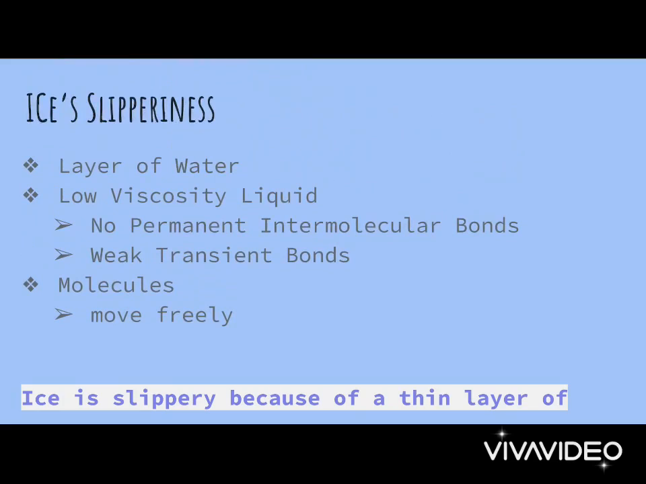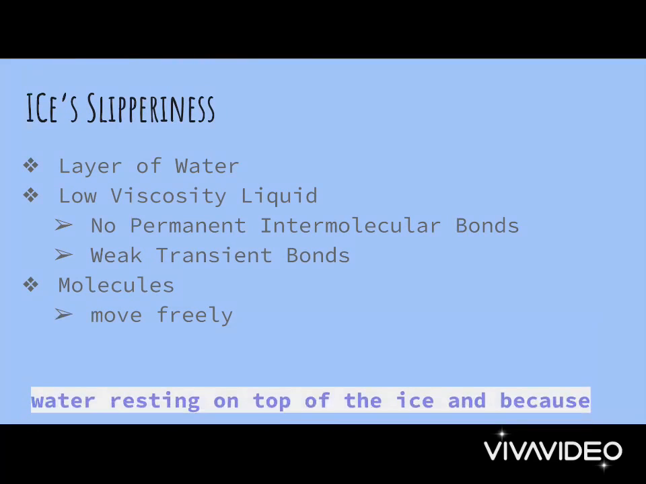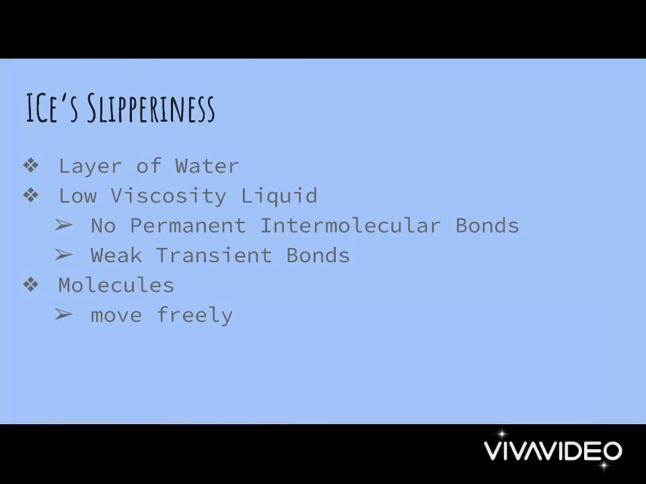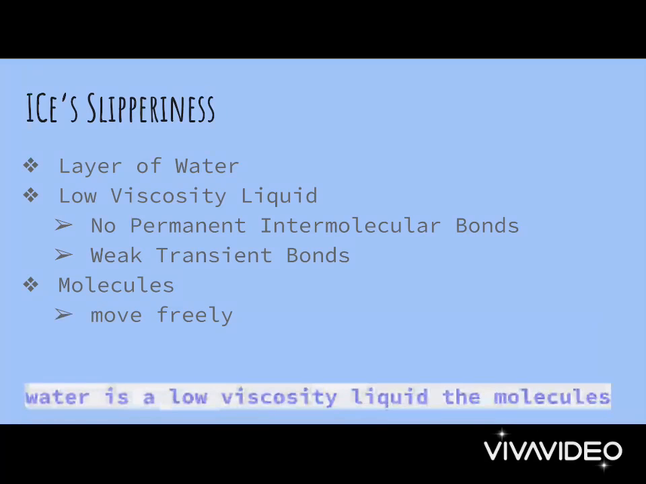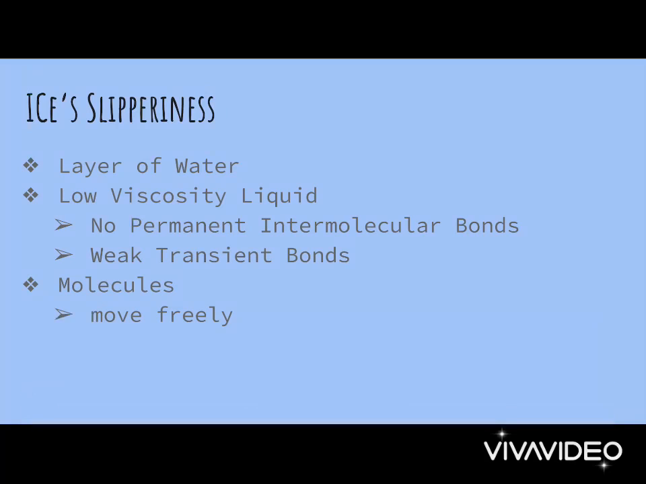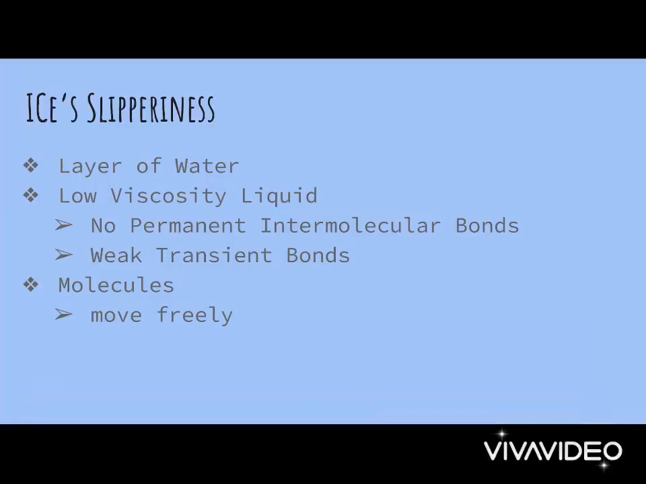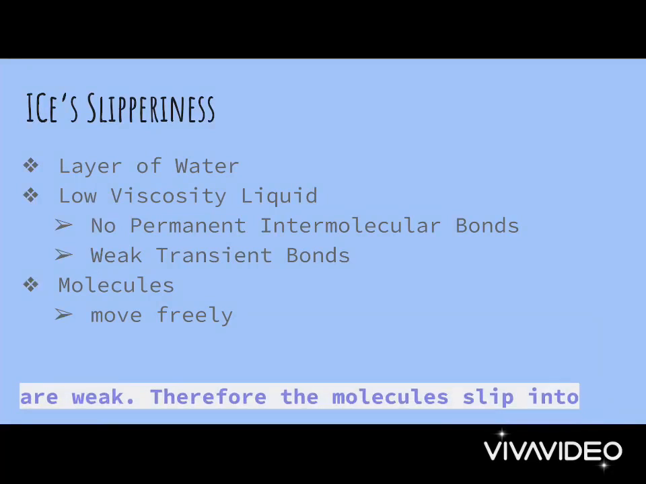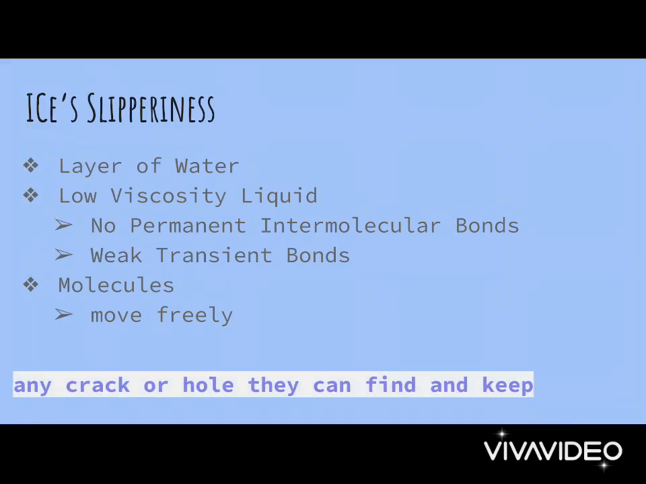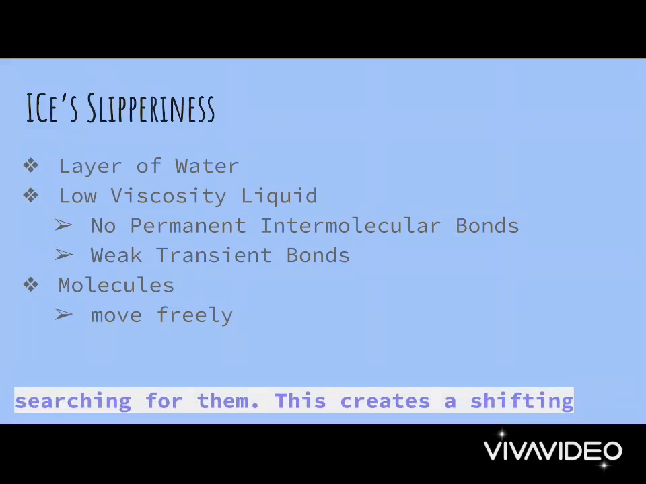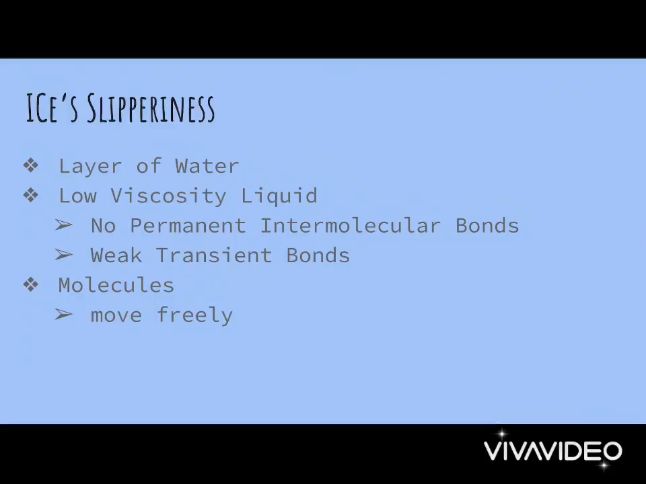Ice is slippery because of a thin layer of water resting on top of the ice, and because water is a low viscosity liquid. The molecules move freely due to there being no permanent intermolecular bonds, and the transient bonds are weak. Therefore, the molecules slip into any crack or hole they can find and keep searching for them. This creates a shifting surface beneath one's own feet.